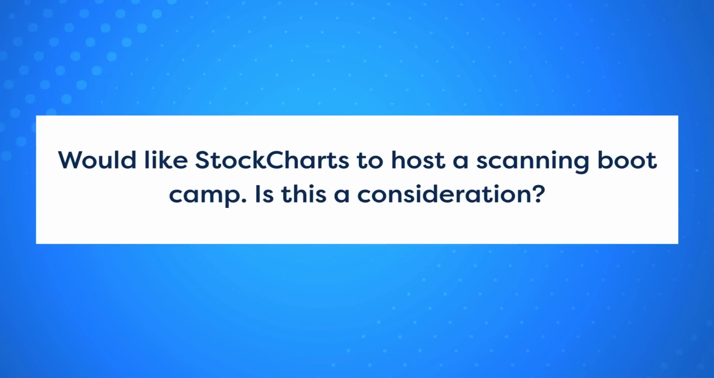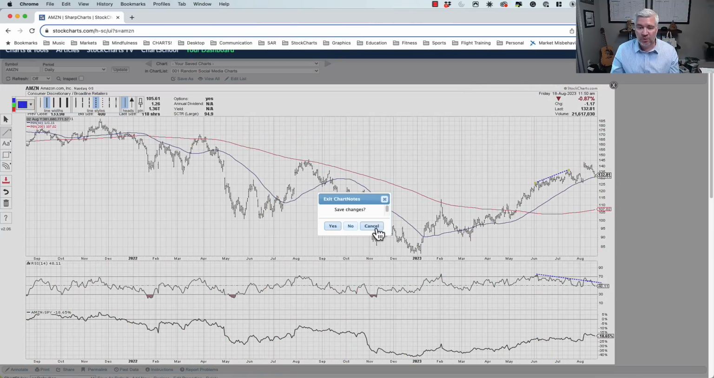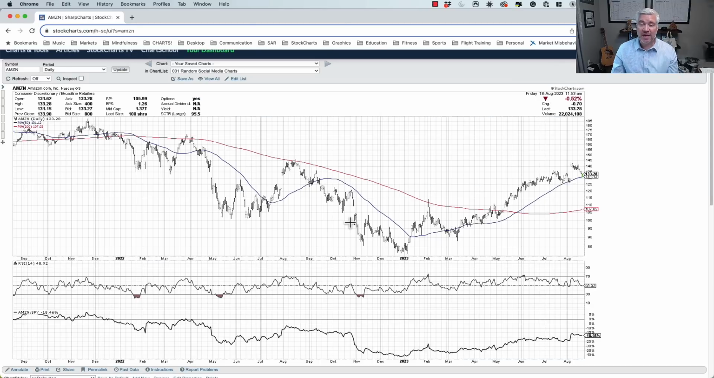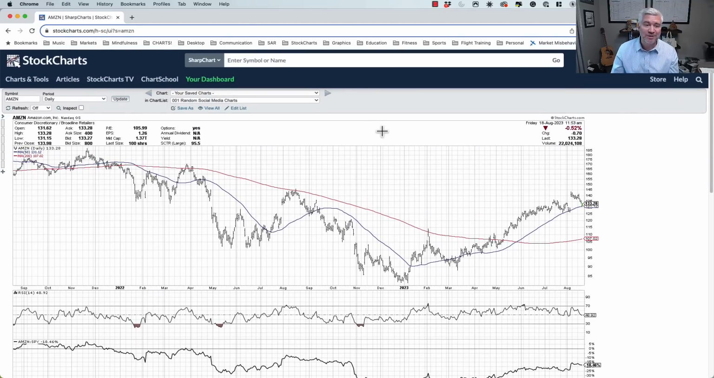Next one: would like StockCharts to host a scanning boot camp. Is this a consideration? Man, we're open to anything. Having a scanning boot camp is not something that I've certainly been talking about, and I'll tell you why. Our scanning engine is incredibly powerful, but boy, it needs a refresh. And that's actually in the works.